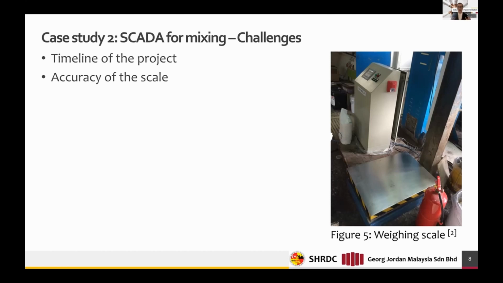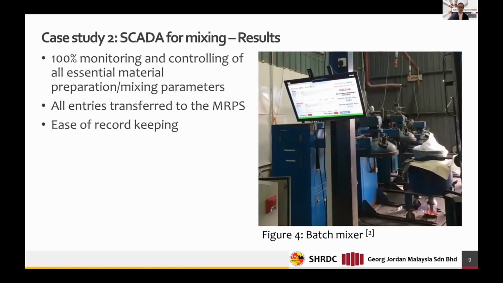Did we give up and just let the timeline be the timeline? No. After over 1 year, finally we were able to 100% monitor and control all essential raw material preparations, all essential components, each and every shift, each and every day. Our SCADA system is seamlessly integrated with our material requirements planning system.